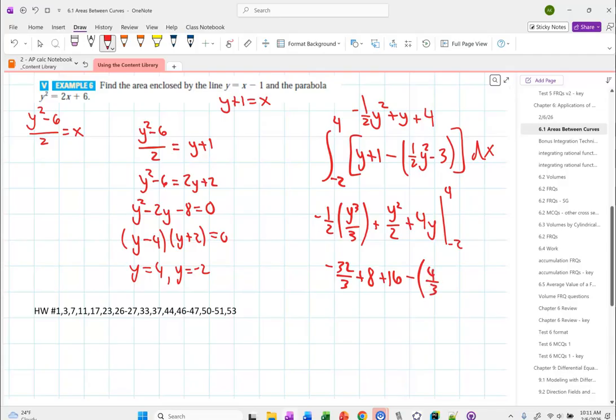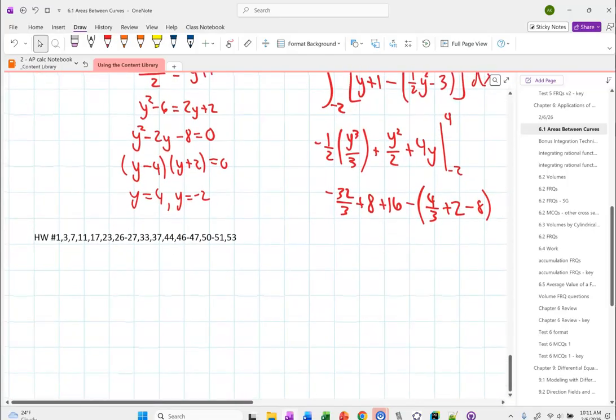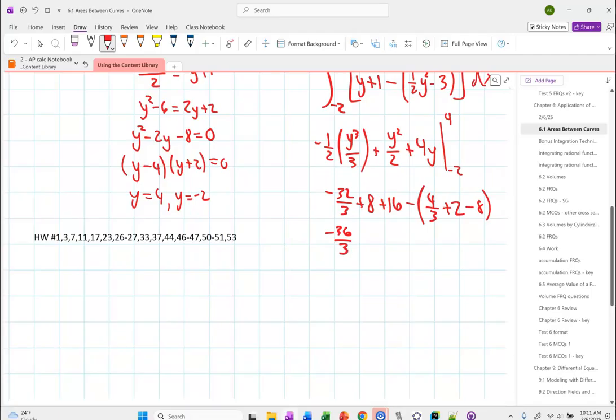And then I have negative 2 squared is 4 over 2, that's just 2. And then that's negative 8. So if I bring this through, that's going to be negative 36 thirds, and then that's 24. Minus 2 is 22. And then plus 8 is 30. And that's going to be negative 12 plus 30. So I should have 18. Just arithmetic on my way through there.